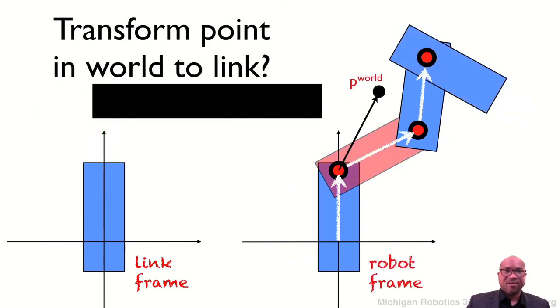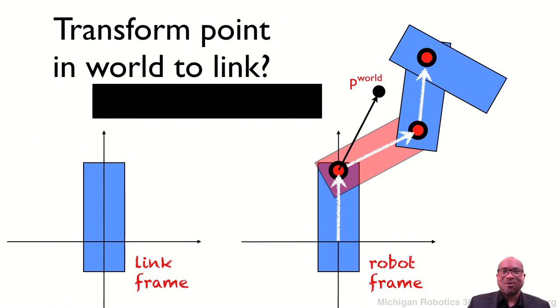Here's something a little bit different. What if I have a point in the world and I want to know where that is with respect to the link? So now I'm given a point in the robot frame or the world frame. Where is that point with respect to the link? How would I figure that out? You may want to think about it a little bit. What multiplication can I do at this point?